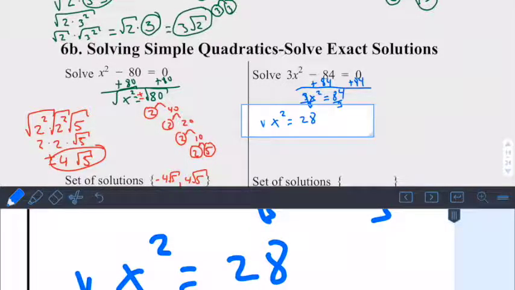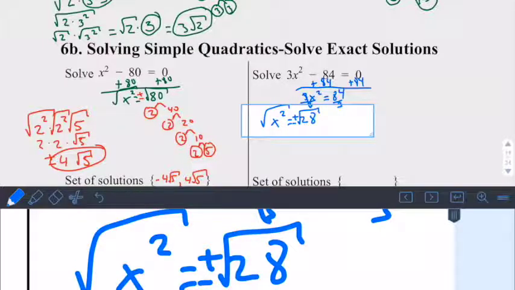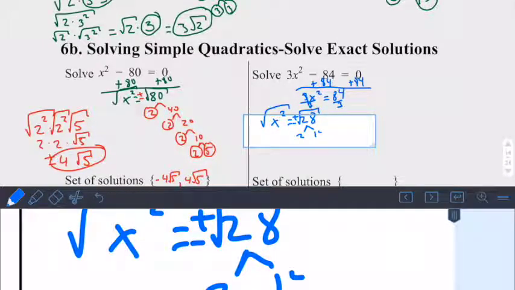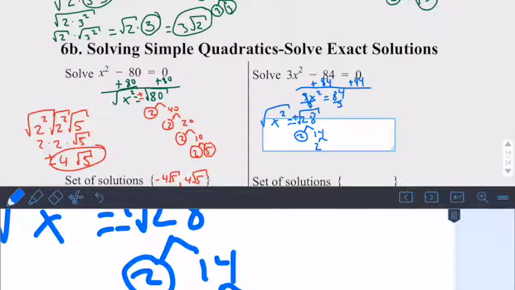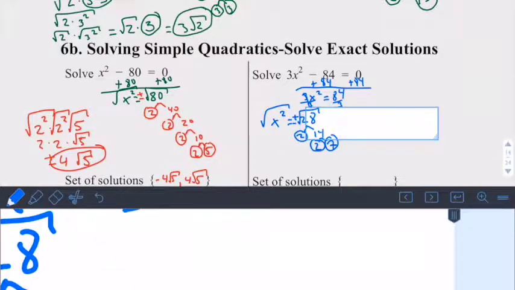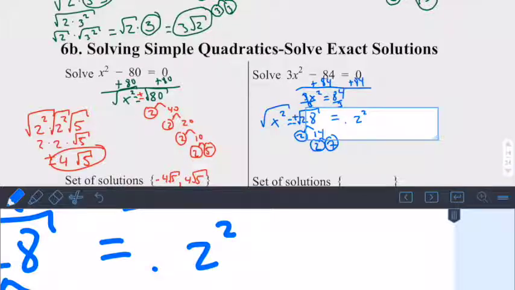And then I'm going to take the square root of both sides. So I want plus or minus square root of 28. Now I'm going to simplify 28. So I'm going to break it down into 2 times 14, and then 2 times 7. Those are all primes.